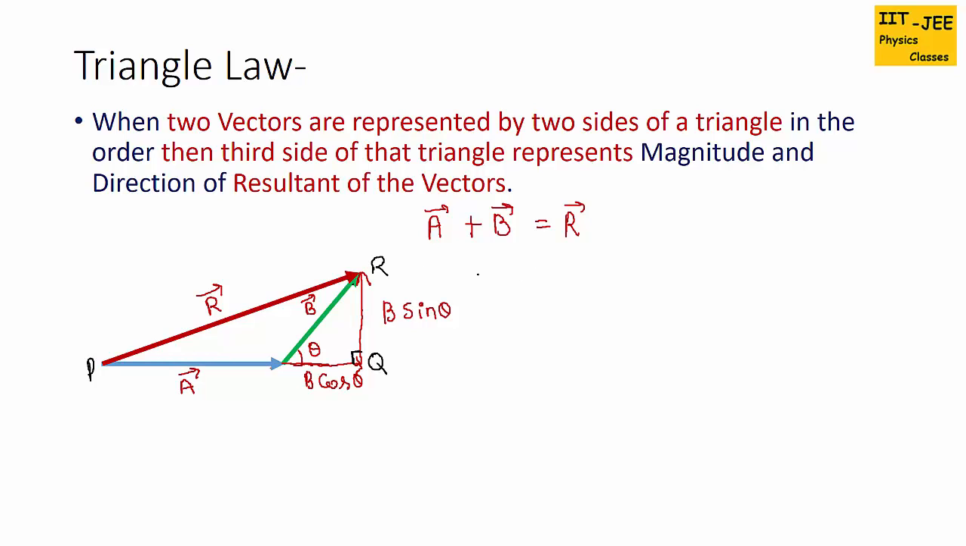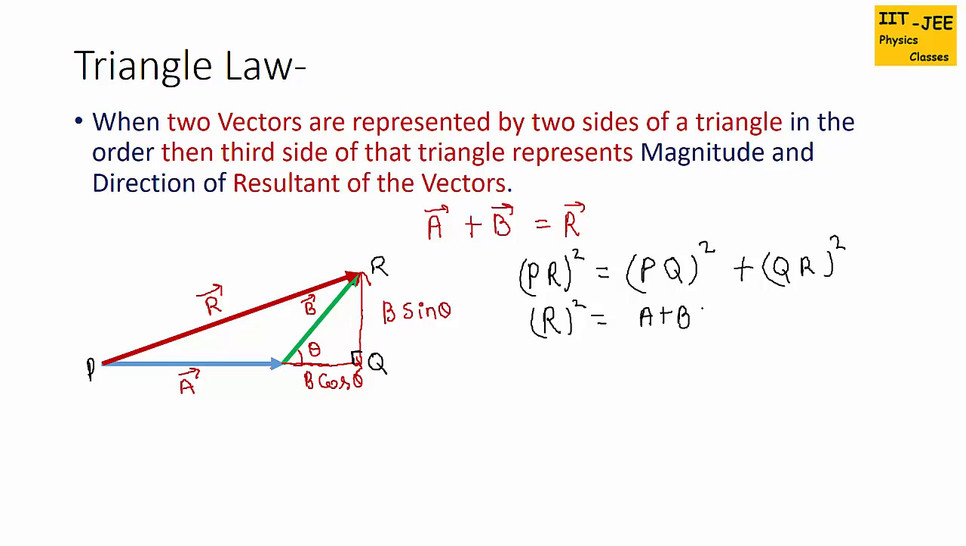According to Pythagoras theorem, PR squared equals PQ squared plus QR squared. PR is the resultant vector, that means r squared. PQ is actually (a plus b cos theta) whole squared, and QR is actually (b sin theta) whole squared. Now we need to break this bracket.